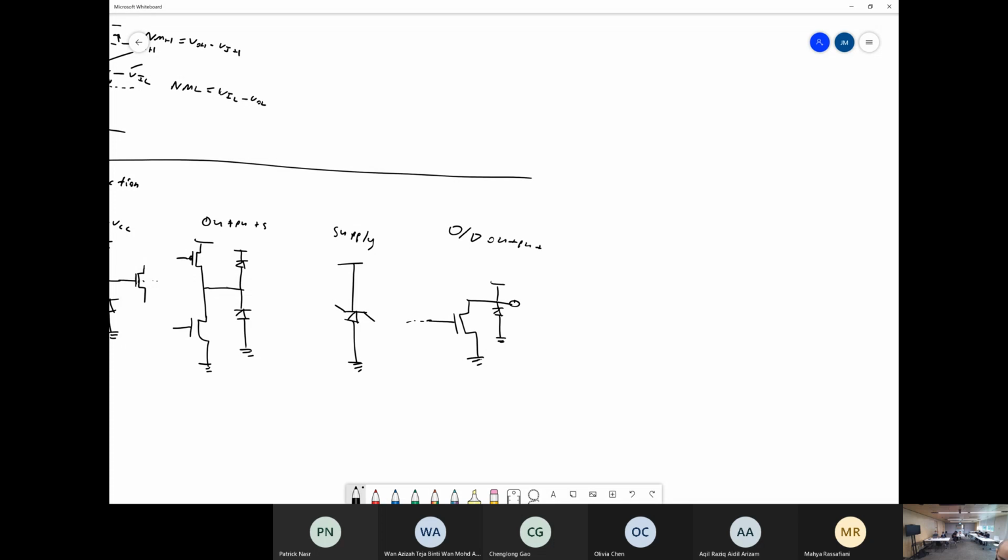You can do something like this, right? But that's not very good, because if you want to level shift or pull up to a different domain, you'll end up forward biasing this diode here, which is not good.